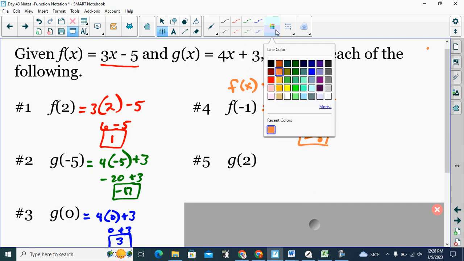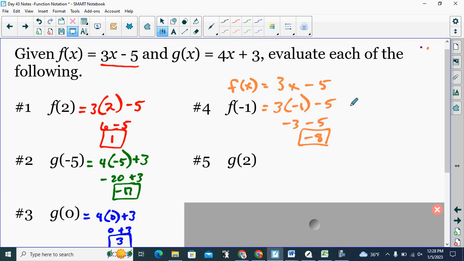Number 5 says g of 2. g of 2. g of x equation. 2 in for the x. Multiply and add.